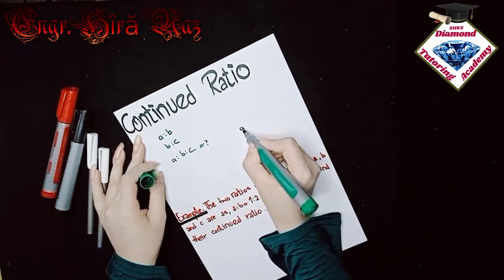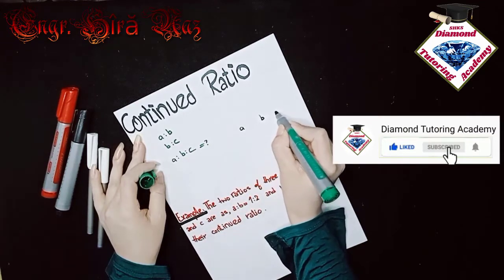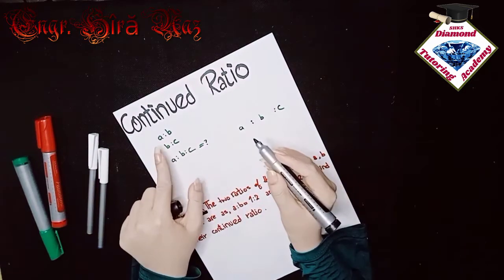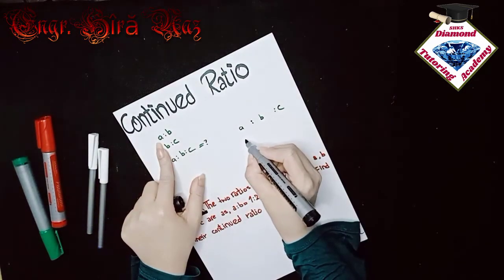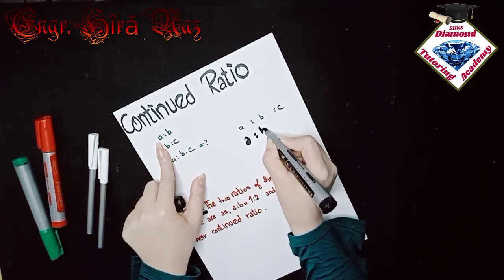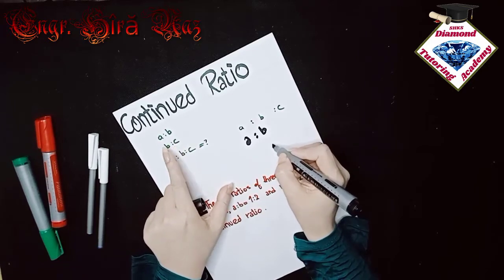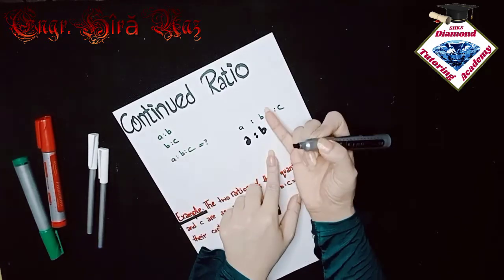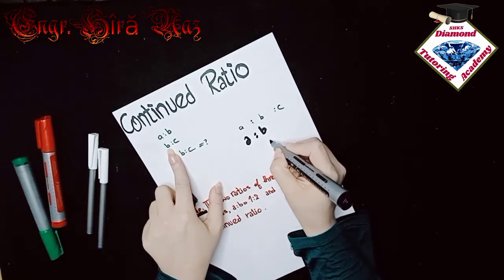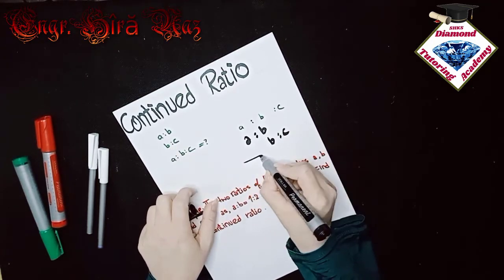We have to find this A, this B and the C. So first we have to place the first ratio as A ratio B. Then we have to place the second ratio, that is B ratio C, here, because here is B and here is C. So we put this ratio here, B ratio C, like this.